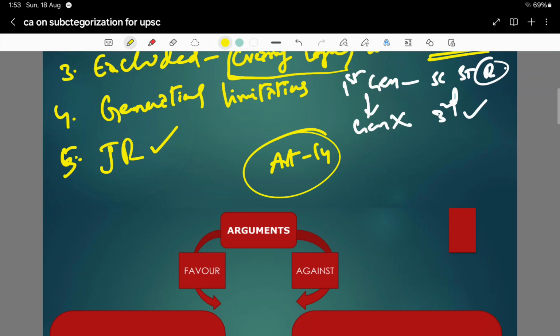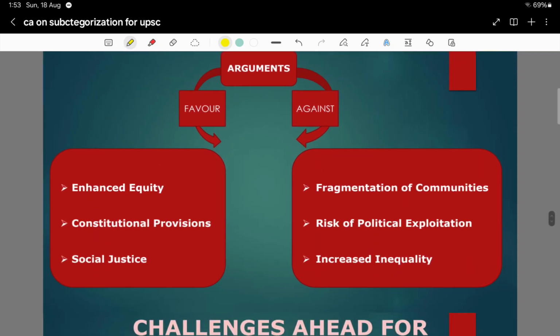Furthermore, to continue, there are arguments for and against this Supreme Court judgment. Especially, we can say the arguments in favor are enhanced equity, constitutional provisions and social justice, whereas the arguments against this judgment are fragmentation of communities, risk of political exploitation and increased inequality.